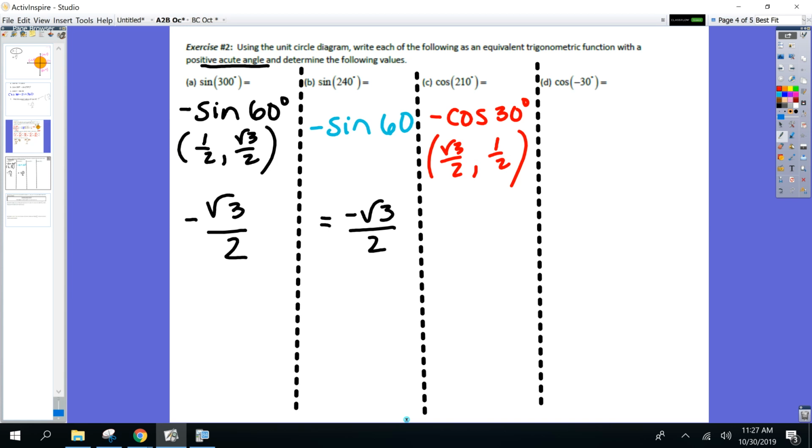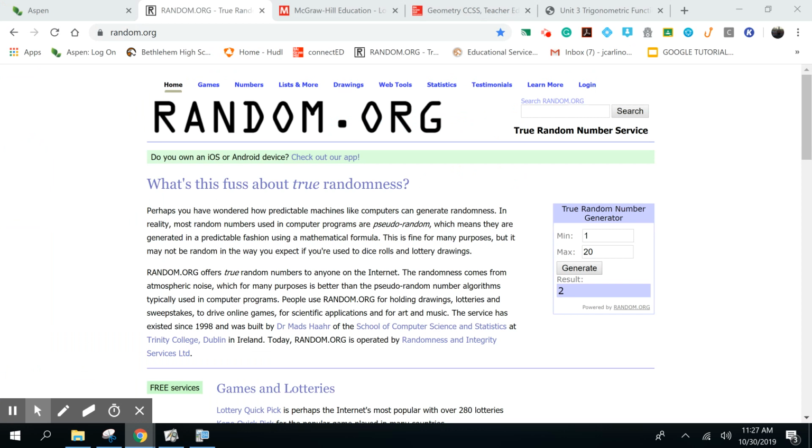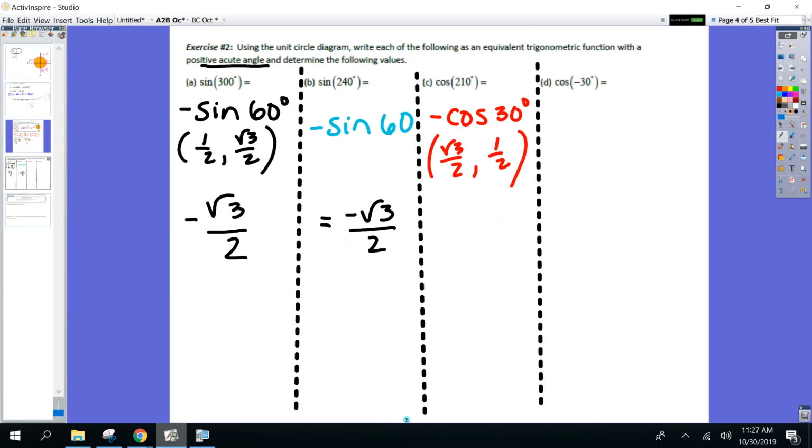And since we're doing cosine, which one of those coordinates do I want? Correct, but it's just pure coincidence that they're all the same.